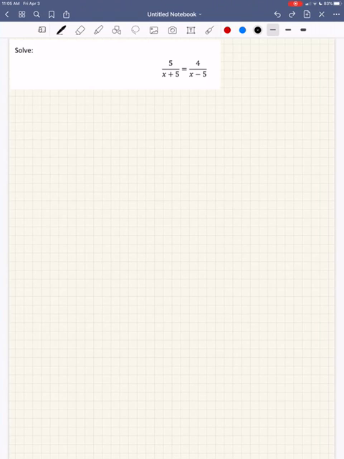When I look at this problem, I see that it's an equation with an equal sign and the directions say solve. So I'm supposed to find any value that makes the equation true if I substitute it for the variable x. Since this is an equation, I can multiply both sides by any expression I choose.